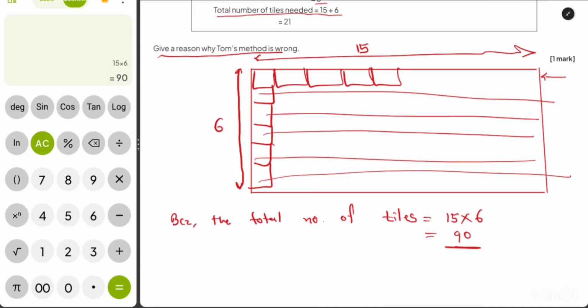In the next session, we'll see the calculator kind of questions based on HCF and LCM topic.